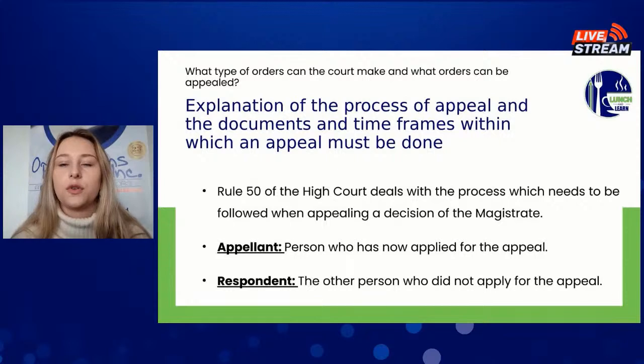Rule 50 of the High Court deals with the process which needs to be followed when appealing a decision of the magistrate. So just for consistency, the appellant is the person who has now applied for the appeal. Because remember, in terms of the maintenance court order, we have the applicant and we have the respondent. So the applicant is the person who applied for the maintenance court order, and the respondent is the person against whom the maintenance order was granted. So either the applicant or the respondent can now appeal that order because they're either unhappy with the amount, they want it increased, decreased, etc. So if you now appeal that maintenance court order, you are now the appellant, and then the respondent is the person who did not apply for the appeal.